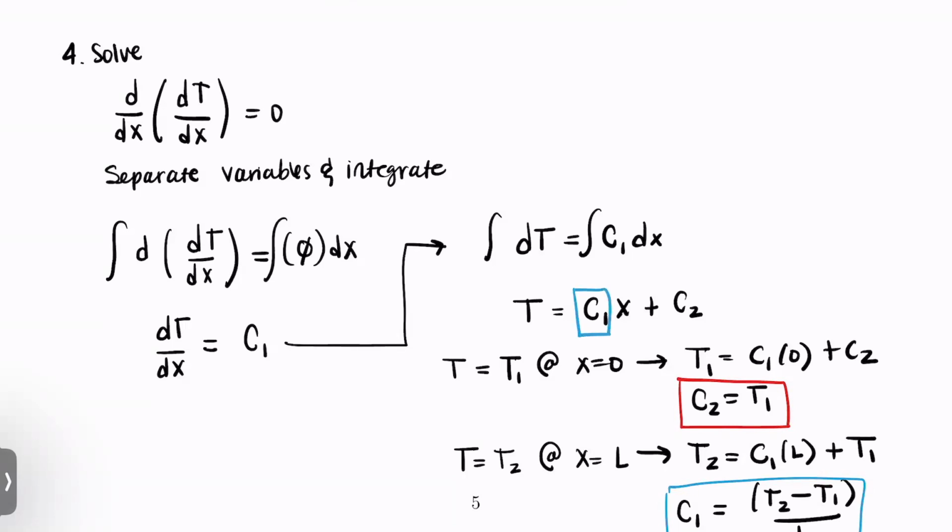And then all I do next is plug those in. And we get that T is equal to T2 minus T1 over L times x plus T1. Feel okay? Not too bad? Fantastic.